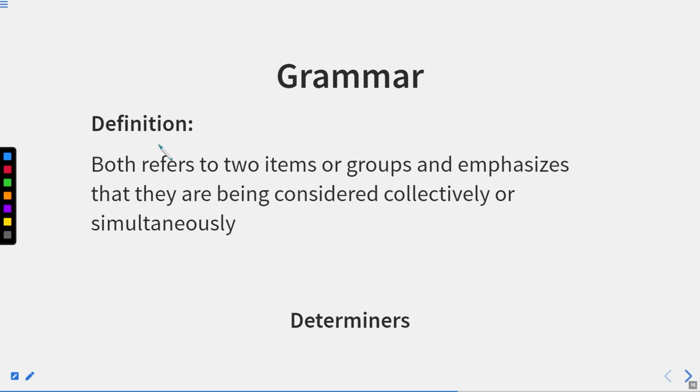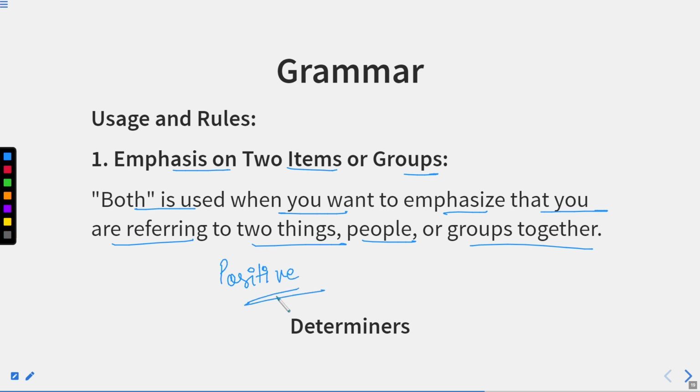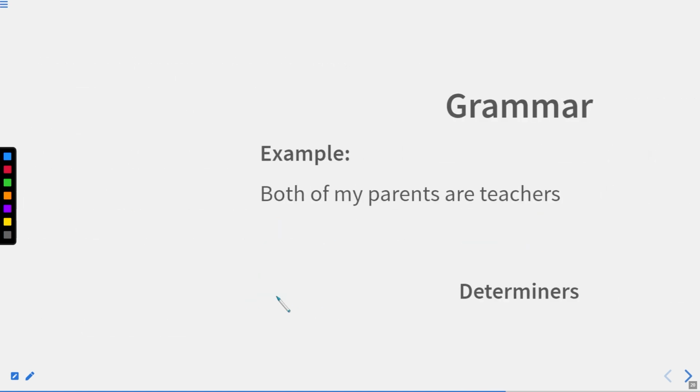Now, let us have some definition. Both refers to two items or groups and emphasizes that they are being considered collectively or simultaneously. Emphasis on two items or groups. Both is used when you want to emphasize that you are referring to two things, people, or groups together. Also, it is always a positive word. This you should keep in mind. Again and again, I'm saying that both is used in a positive sense only.